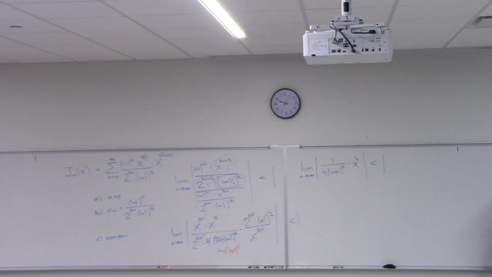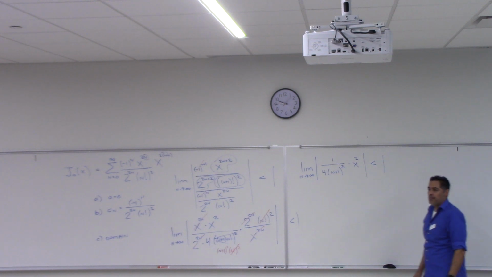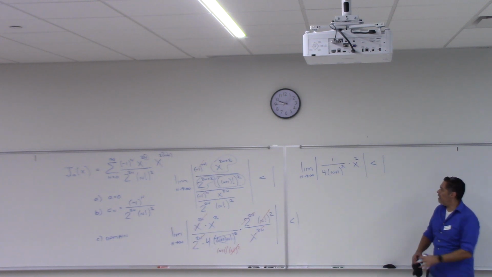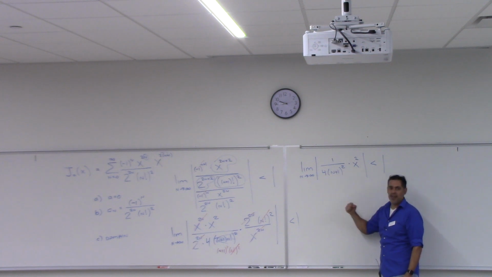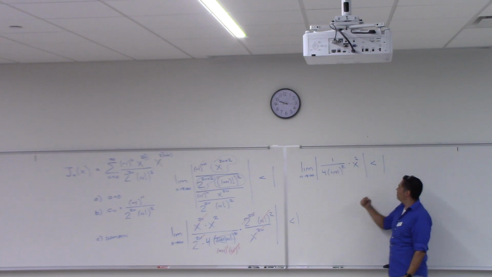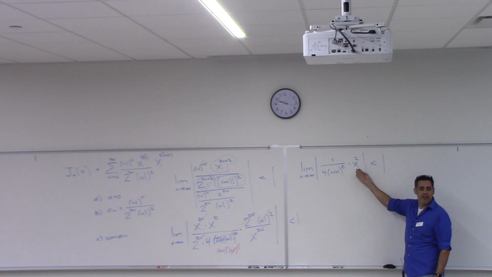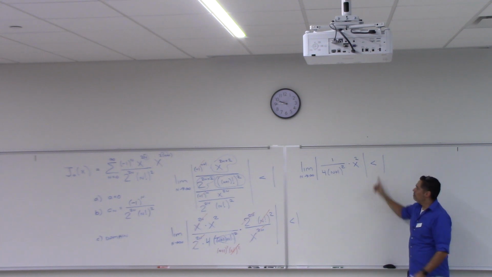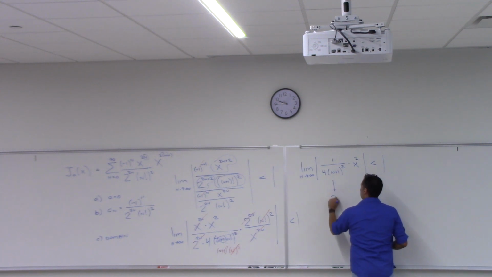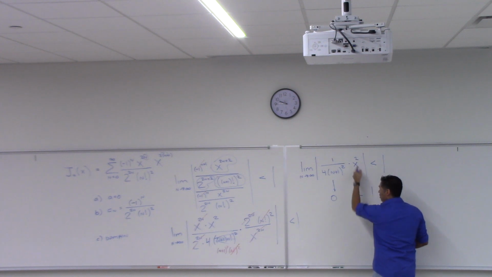Right? And I'm going to take a limit now. I'm going to let n go to infinity. And what happens here when n goes to infinity? That goes to 0. Yes. Because that means that x doesn't matter now. X doesn't matter because that's going to go to 0 and that'll keep this less than 1. So this goes to 0, which is always less than 1, regardless of what x is.